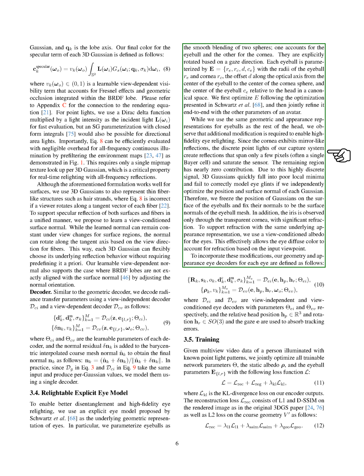The iris is only visible through the transparent cornea, which refracts light significantly. To account for this refraction, we use a view-dependent albedo for the eyes. This allows the eye's diffuse color to change based on the input viewpoint.